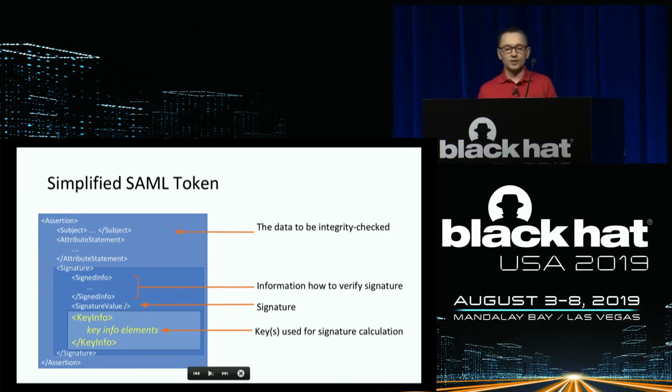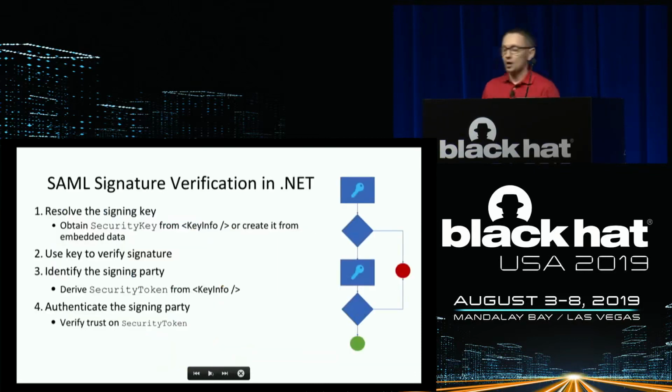This element contains three main parts: the signature itself in SignatureValue, SignedInfo, which has information on how this signature should be verified, and the most interesting element for our attack, KeyInfo, which represents the key that should be used for signature verification. Let's review how .NET implements signature verification for such tokens.